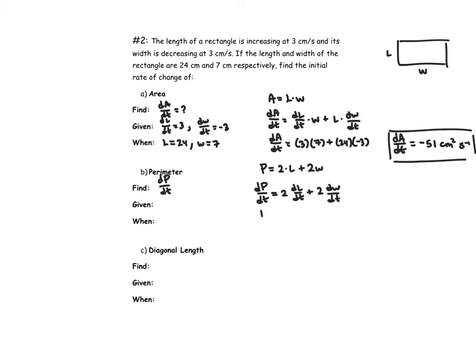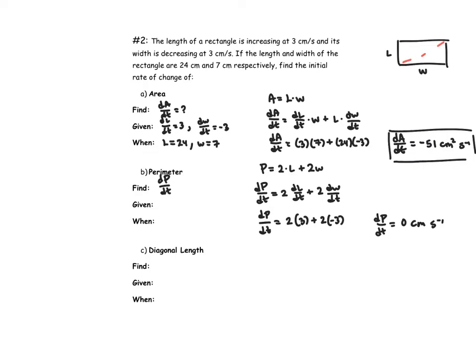So if we think about perimeter, if both the length and the width are changing at the same rate except in different directions, it would make sense then that the perimeter would not be changing. Okay, so the perimeter is not changing if the length and the width are changing at the same rate in opposite directions. Okay, let's equate now this to the diagonal length.